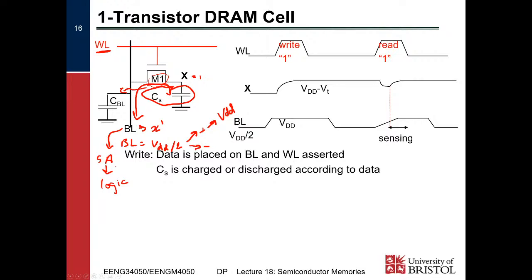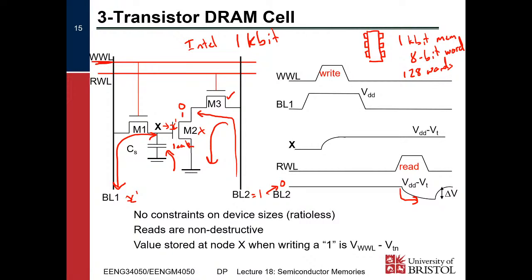Why isn't the CBL capacitor considered in 3 transistor DRAM? Right, put simply because we don't actually use it. So our bit line 1 is only for writing to our cell, right?